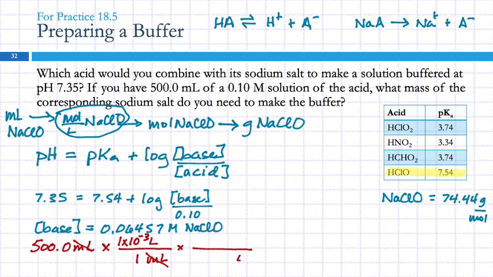Then I want liters to cancel out, and I'm going to get to moles, and that's going to be the concentration I just calculated. So the liters cancel out. And then I want to get rid of moles, and I want to get to mass. And so this is where I'm going to use my molar mass, 74.44.